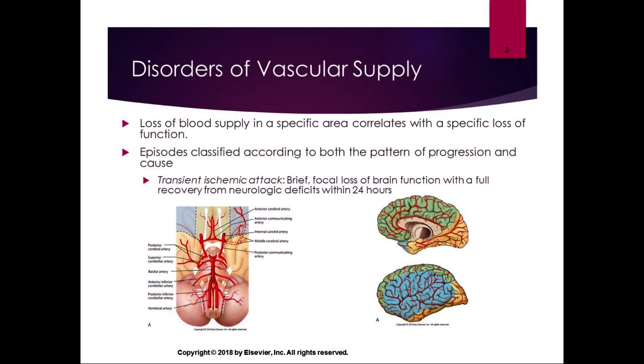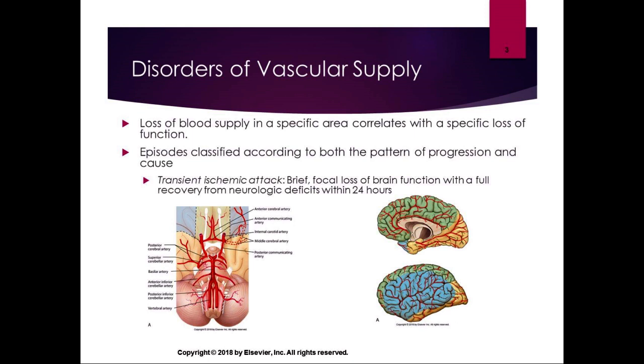Usually episodes of vascular supply problems are classified according to both the pattern of progression and the cause of the disorder. A transient ischemic attack: transient means it comes and goes, and ischemic means we have a blockage. So it's a brief focal loss of brain function, and this is the key part, with a full recovery from neurological deficits within 24 hours.